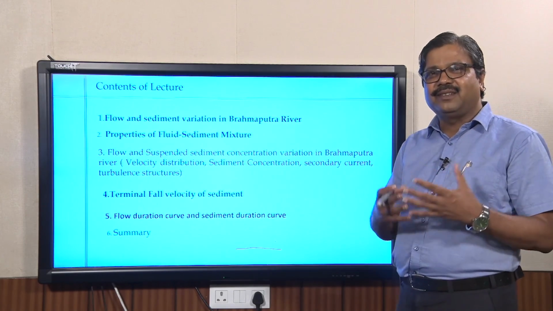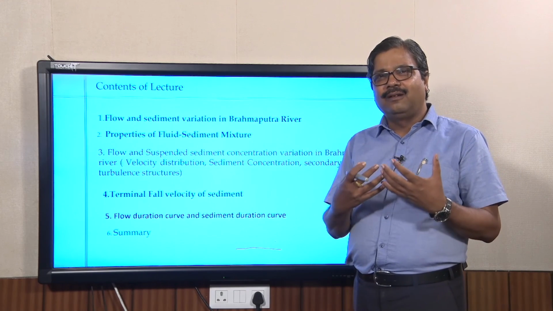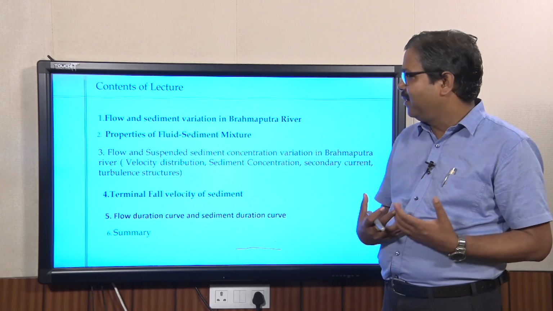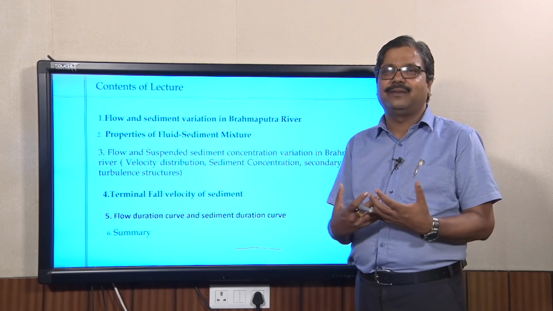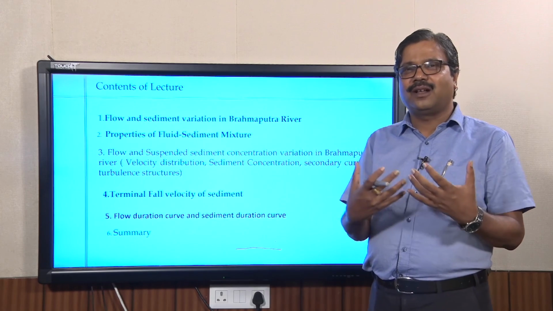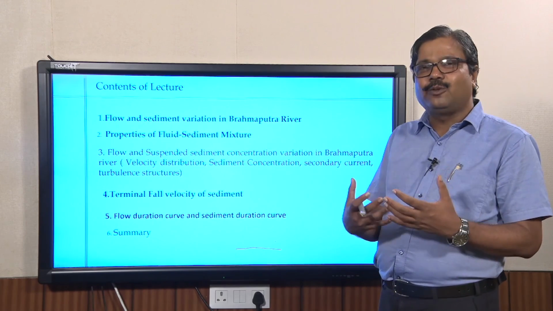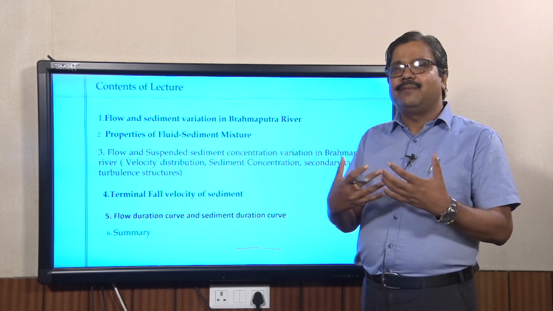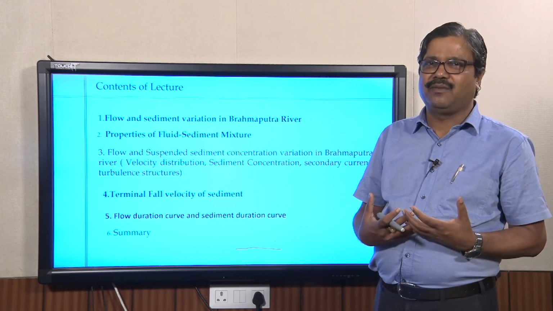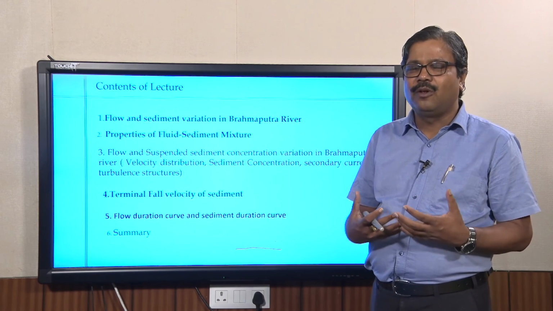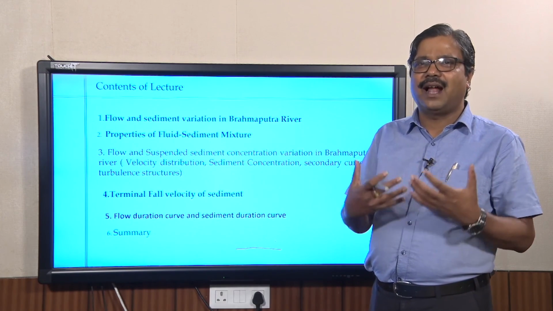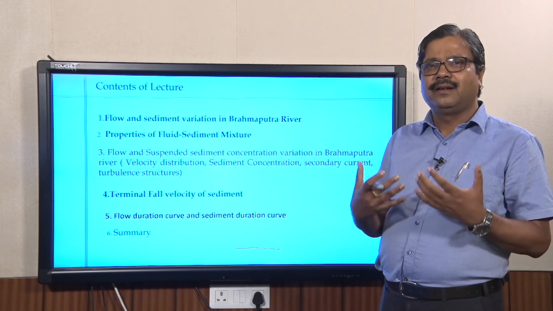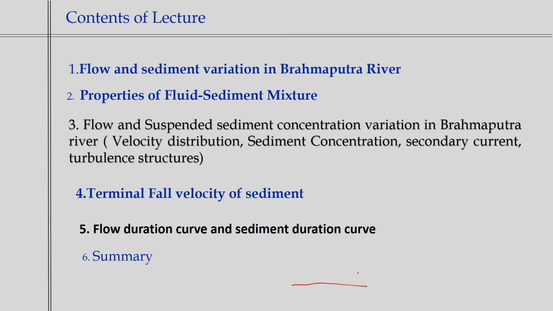Initially, at the first level, I will introduce you to the Brahmaputra river in a very simple way, with a brief look at the flow and sediment variations of the Brahmaputra river. That's what I'll discuss first. Then I'll talk about the fluid-sediment mixture properties and how we can quantify them, because when you talk about river flow, it is not only water flow, it is a water and sediment mixture. How to quantify the properties of the fluid-sediment mixtures, that's what we'll talk about.